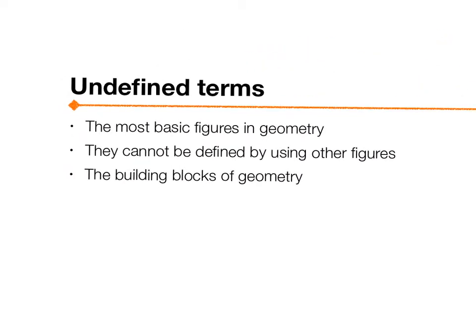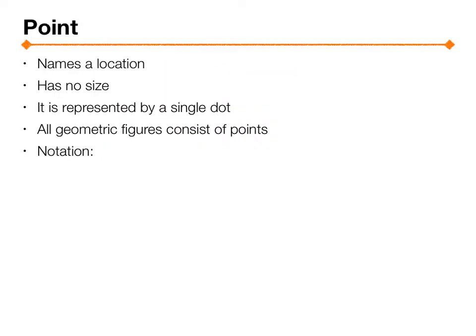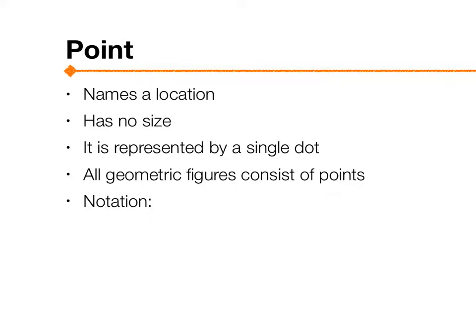Undefined terms. This is a vocab word. There's really not much about it besides the fact that it's the most basic figure in geometry. They cannot be defined by using other figures, and it's the building blocks of geometry. A point. A point names a location. It has no size, and it's represented by a single dot. All geometric figures consist of points.